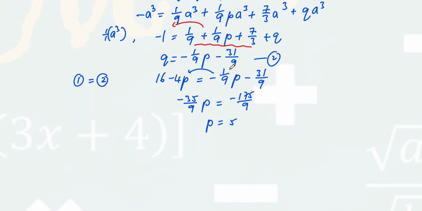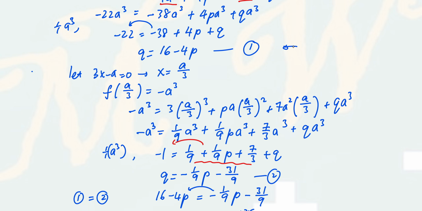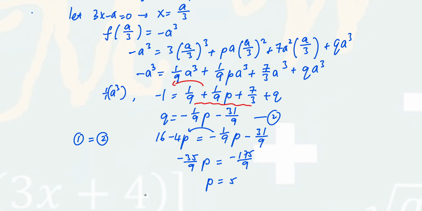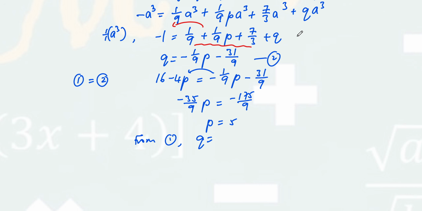Okay, so once we have found the p, then we can find the q. So I will refer to the first equation to avoid the fractions. So I will just write from the first equation, my q is basically 16 minus 4p. So 16 minus 4 times 5. Then that is minus 4. Okay, so done for the solution.